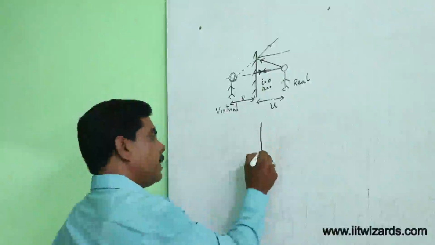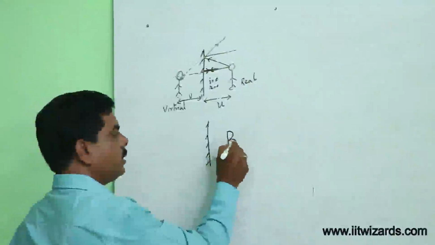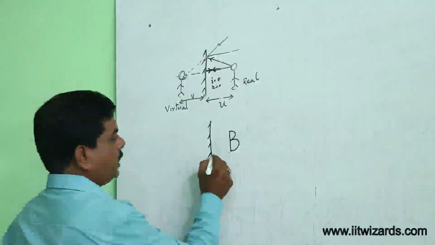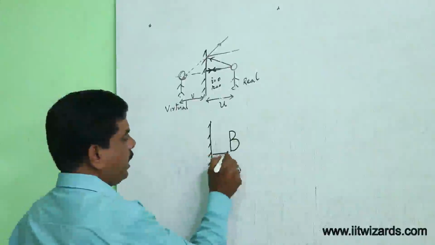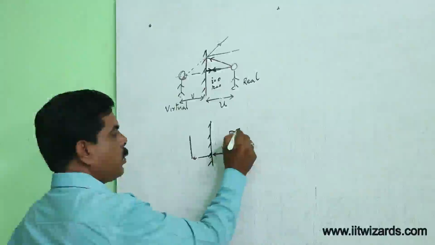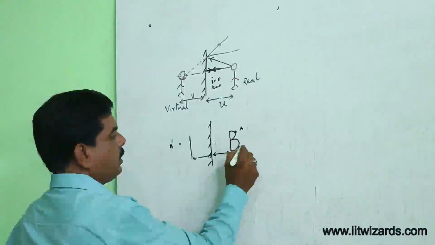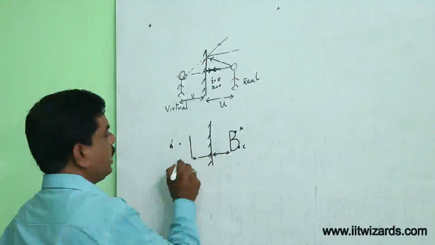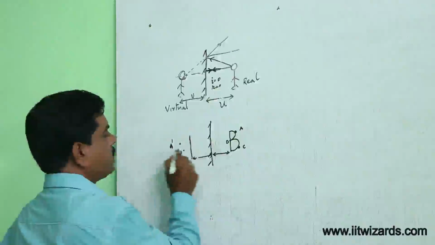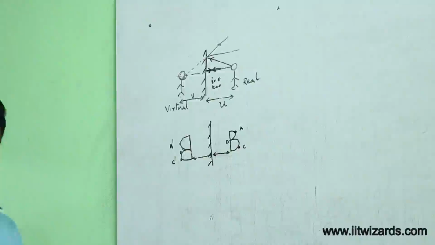Now, let us slightly modify the situation. Say I have a plane mirror like this and I have the object as the letter B. How would the image be? At the same distance I need to draw the same line. This point here, say A, would be over here as A dash, and this point C would be over here as C dash. This central one, D, would be D dash. Therefore, what I get is an image like this.